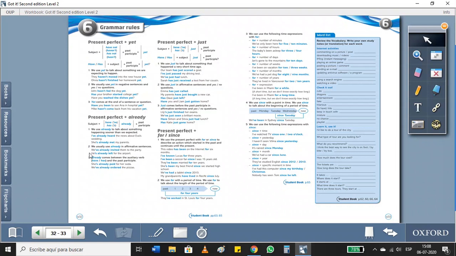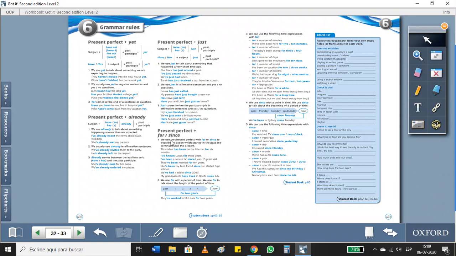Okay? She's already met my parents. We've already invited them to the party. He's already left for the airport, etc. Okay? But remember, already comes between the auxiliary verb have or has and the past participle. Always here. Here you have and has already and then past participle. Okay? Don't forget that.